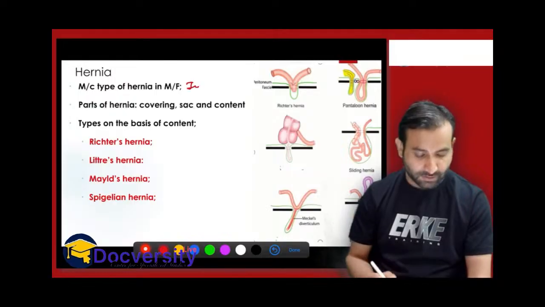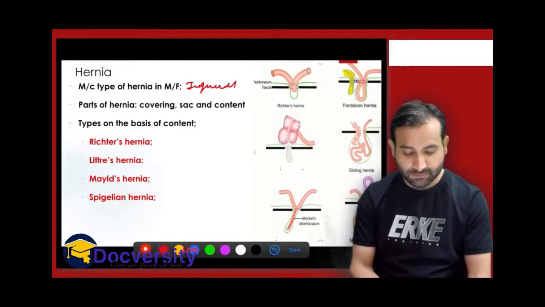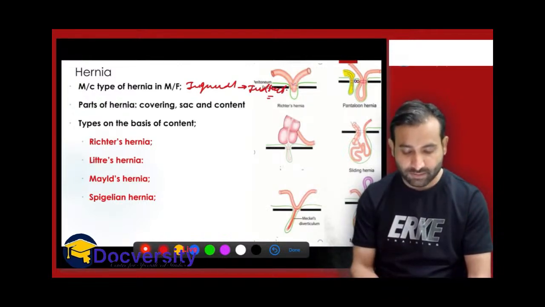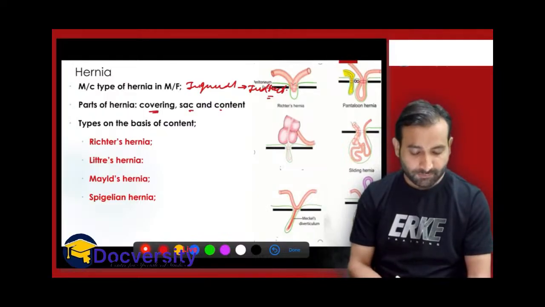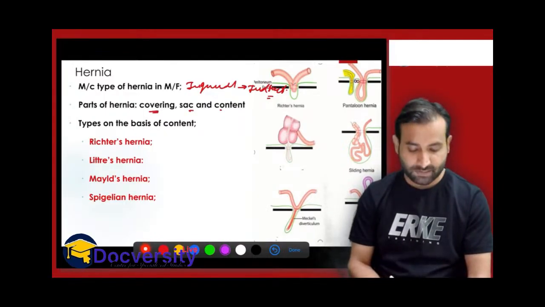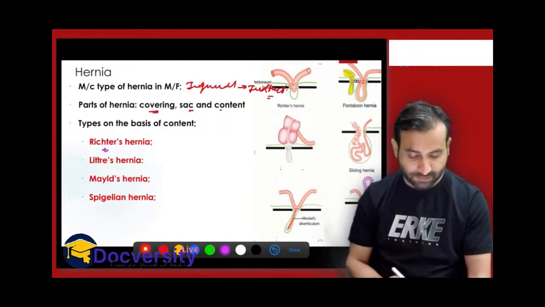This one we did. And now let's go to the hernia. Most common type of hernia in male and female is what? Inguinal hernia. Please remember, this is the question in the exam, inguinal hernia. And the most common inguinal is indirect inguinal hernia. And the parts of the hernia are the covering, sac and content. So please remember types on the basis of the content. This is the question they will ask in the exam.